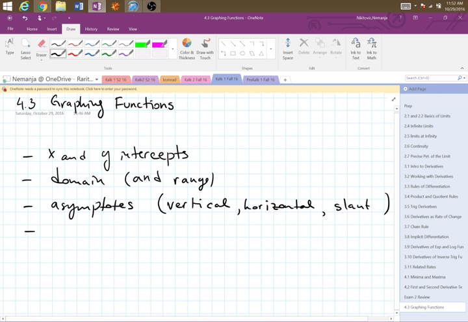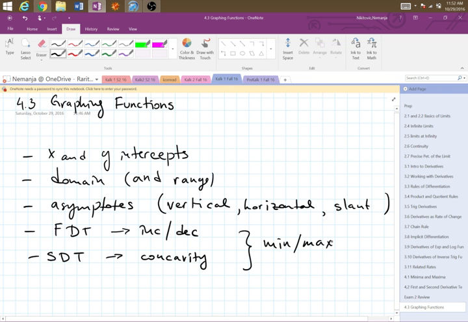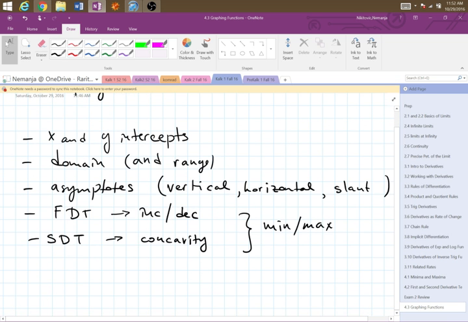We also know how to do the first derivative test, second derivative test. The first derivative test will lead into increase, decrease, and the second derivative test into concavity, both of which can give us min-max. Well, we know that min and max occur at critical points. Critical points are found by setting the first derivative to 0. Maybe in some cases you will have to calculate additional points.